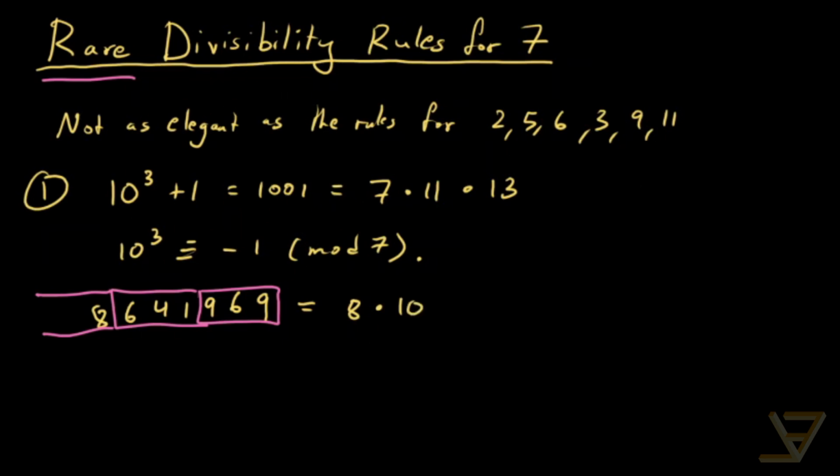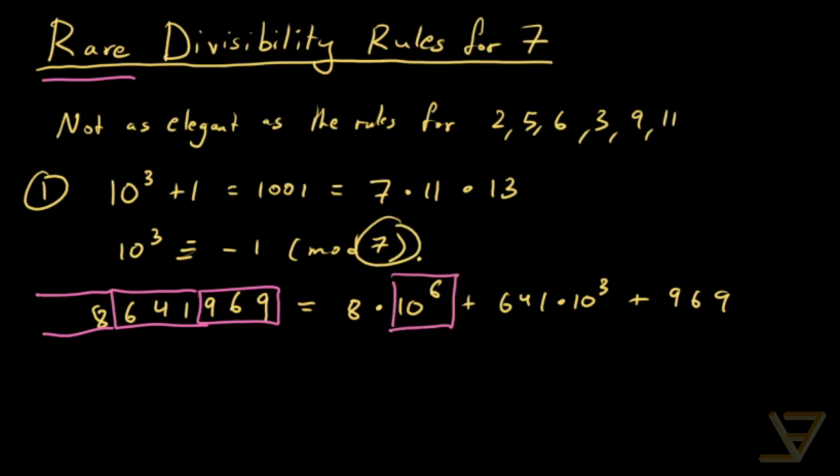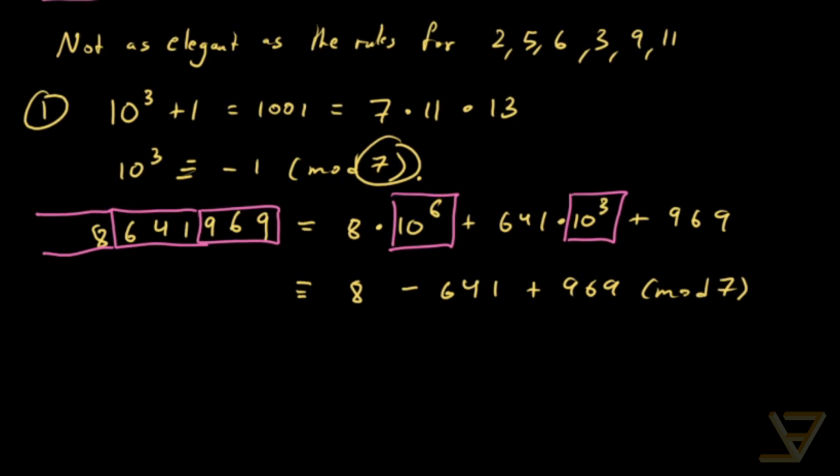So we have 8 times 10 to the power of 6 plus 641 times 10 to the power of 3 plus 969. And if we take it mod 7, then we can reduce these powers of 1000 to negative 1 to the power of whichever power it is. So we get that this is equivalent to 8 minus 641 plus 969 mod 7. And if you do the computation, that is equal to 336 mod 7.